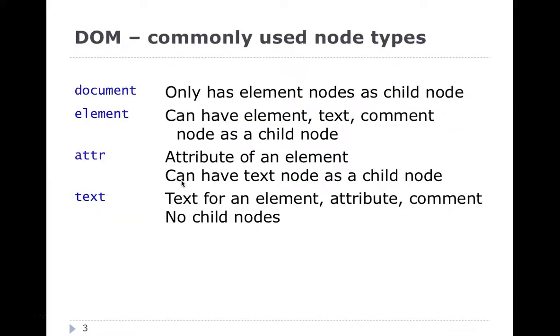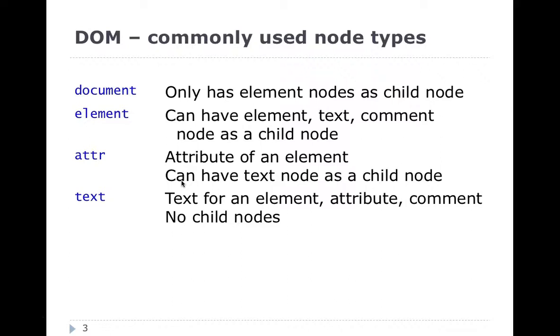So again, the most commonly used node types are the document, which only has element nodes as a child node, because all nodes are children of that document. There's the element, which can have an element, text, or comment node as a child node. If you recall from our homework assignment, we looped around all nodes in a form to do form validation. The ATTR is an attribute of an element, and that can have a text node as a child node. So when we have an attribute that equals something, that value that it equals is a child node of that attribute.